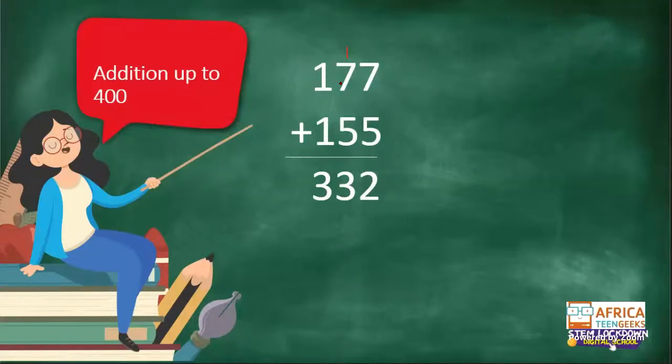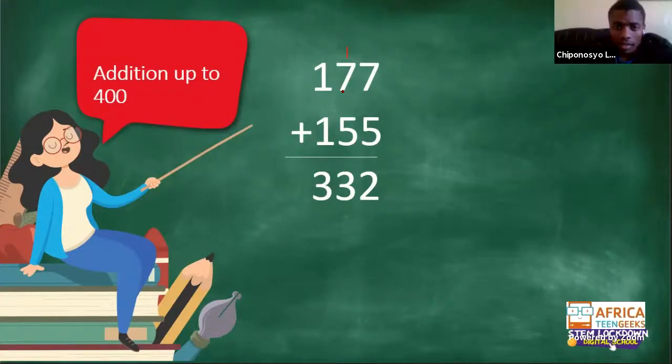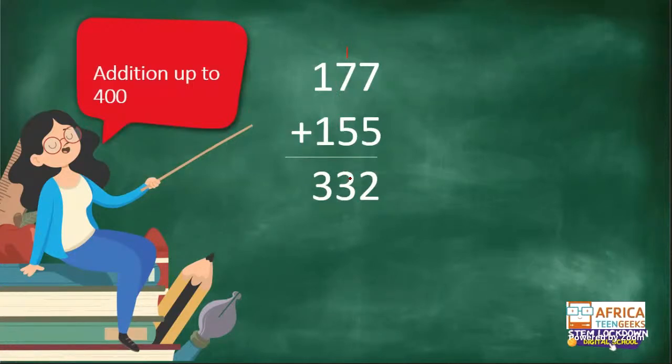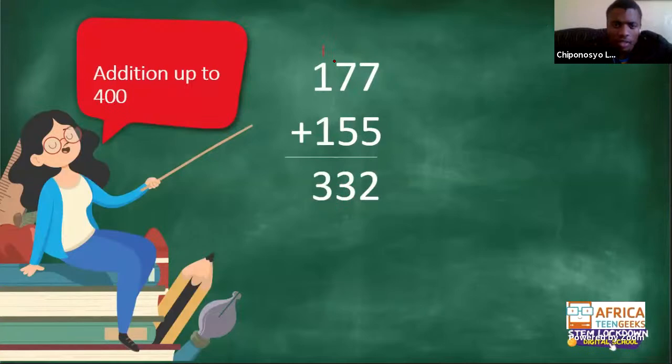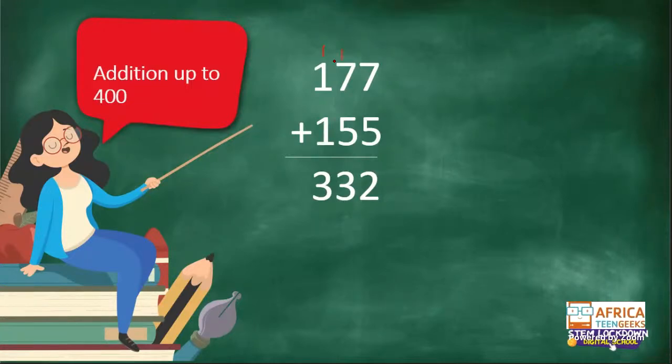I said 1 plus 7 equals to 8. Plus 5 equals to 13. Then I carry over the 1 again. Okay. Then and what did you do? I said 1 plus 1 equals to 2 plus 1 equals to 3.